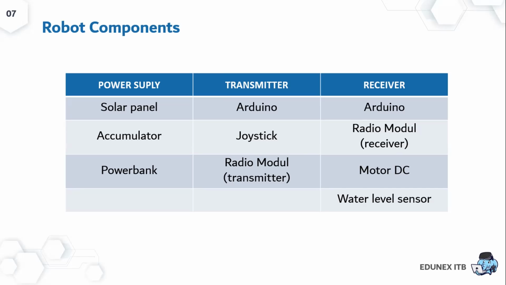The second section is the transmitter part, which functions as a remote control consisting of an Arduino as a microcontroller. And then there is a joystick as a driver and a radio module as a signal sender to the receiver. Furthermore, the receiver section consists of an Arduino as the microcontroller, the master mind or the brain of the robot. Then there is a radio module in the receiver section to receive information sent from the transmitter. And then there is a DC motor to move the robot and move the conveyor. Then there is a water level sensor to identify whether the garbage contained in the robot is full or not.